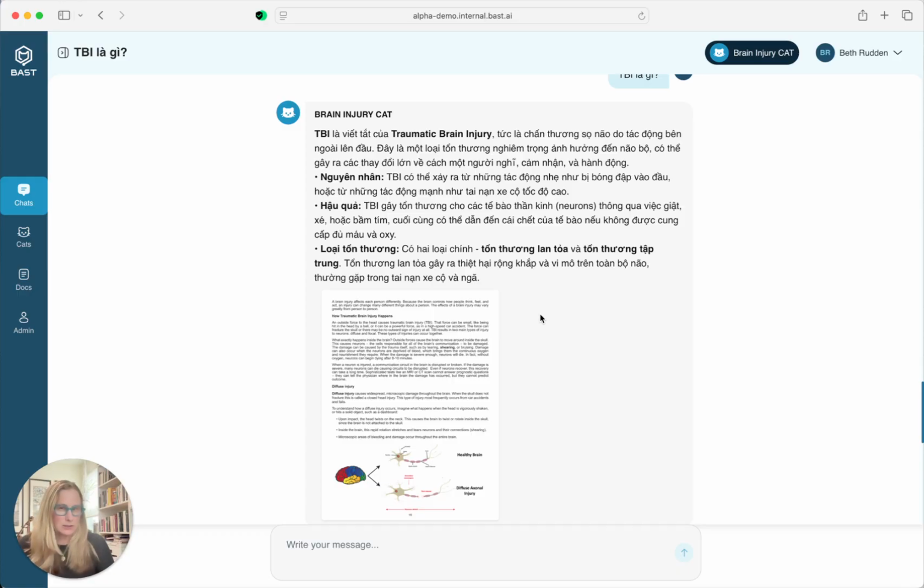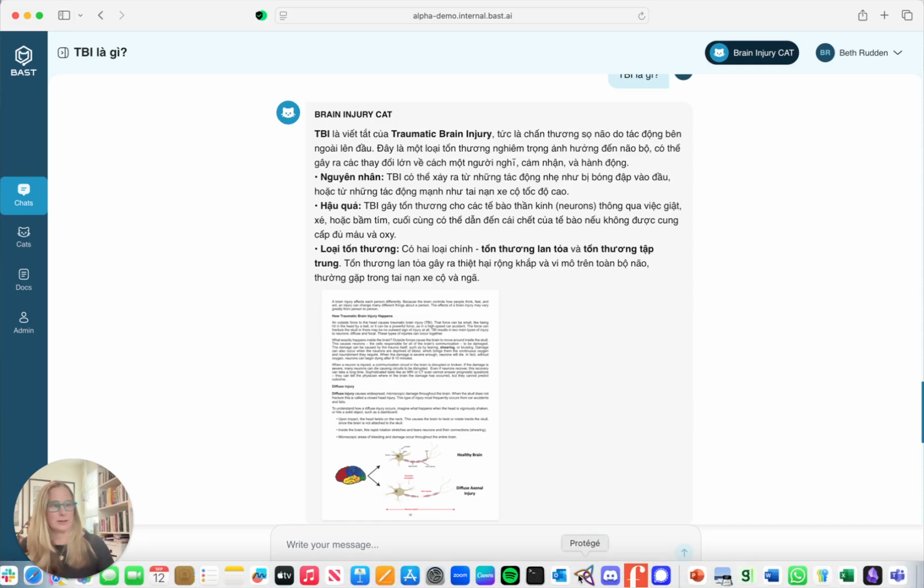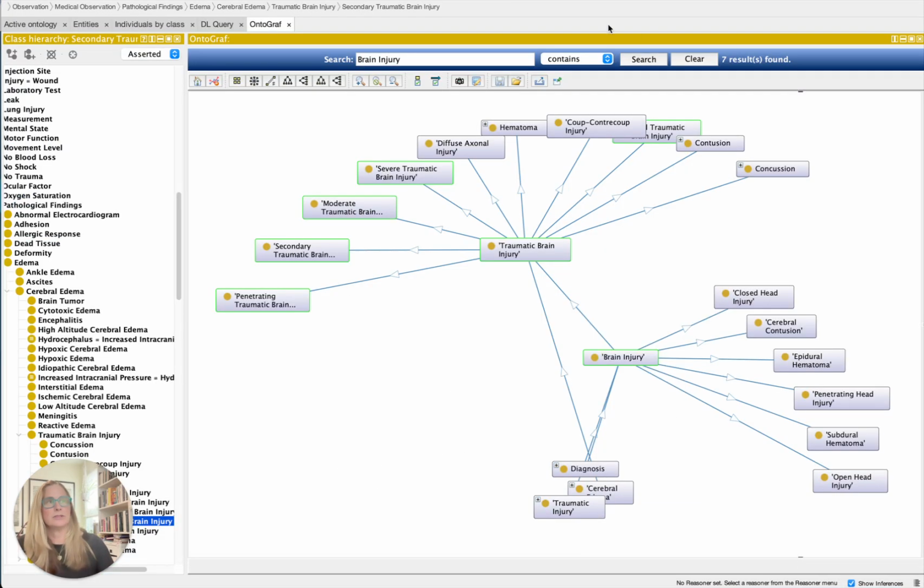So how we do this is we use different ontologies as lenses, as I said at the beginning, but we also use different ontologies as a map to retrieve the specific context for that specific person at that specific time. The ontology provides scaffolding or an understanding of the reasoning behind this, so that we understand that a traumatic brain injury is part of a cerebral edema, which is part of an edema, which is part of a pathological finding. We know that for a fact.